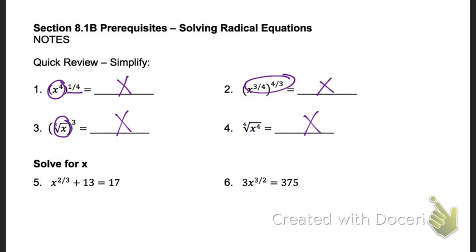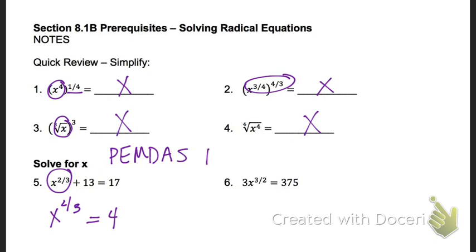So if we look at number 5, my whole goal is to get x by itself. In doing that, I'm going to think about doing PEMDAS backwards. So I'm going to add or subtract first. So 13, you got to go. So x to the 2/3 is equal to what? 4. And I'm even going to write PEMDAS backwards on here because that helps me.